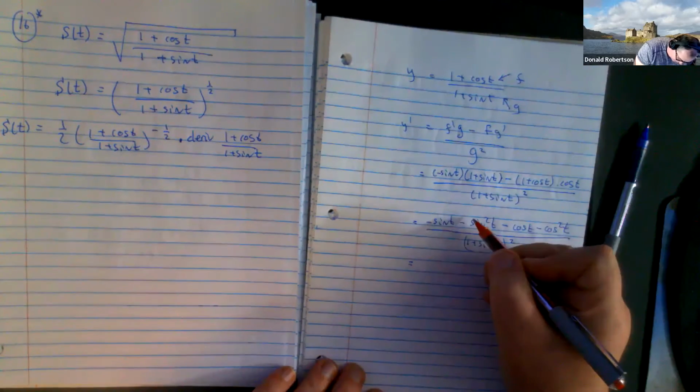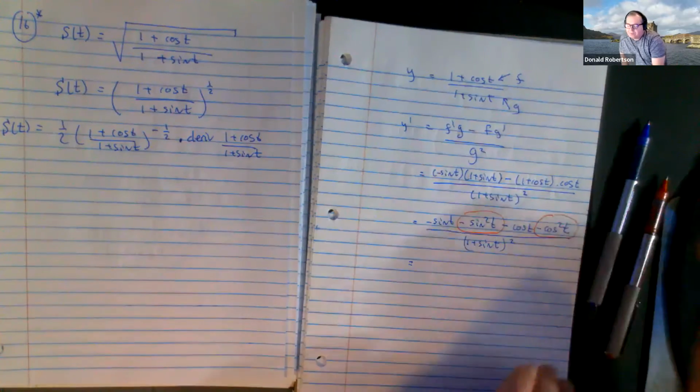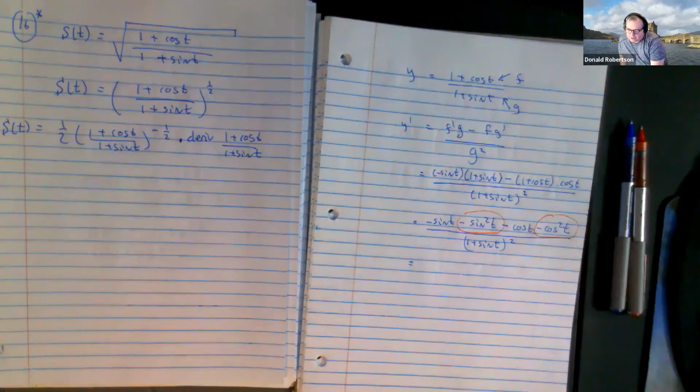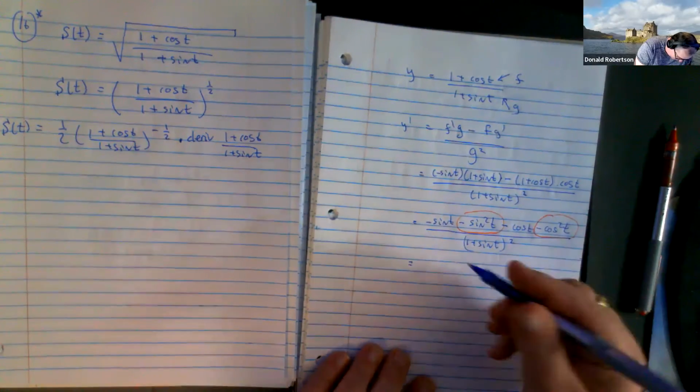Negative sine squared t, negative cos squared t. It's an identity. If it was positive sine squared plus cos squared, wouldn't it be 1? Right? It's negative sine squared, negative cos squared. What do you think that's equal to? Right. Sine squared plus cos squared is 1. Negative sine squared, negative cos squared is? -1. It says -1. If you've never seen it before, now you have.